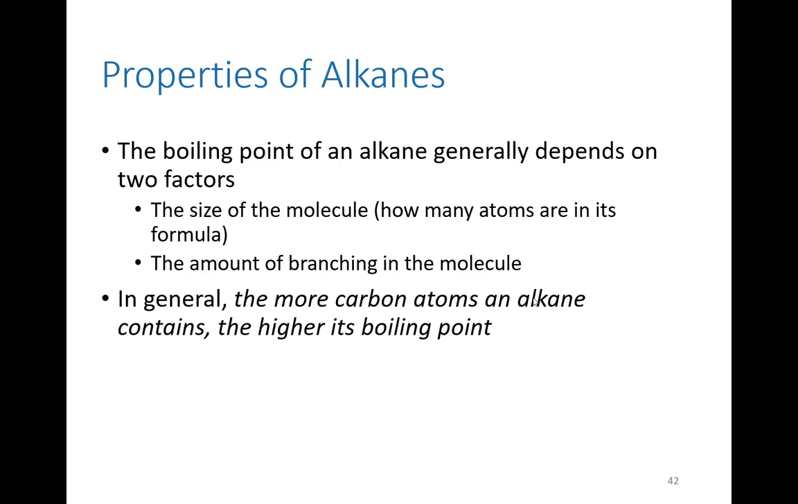So for example, pentane, which has 5 carbons in it, C5H12, boils at a higher temperature than butane, which has 4 carbons in it, which boils at a higher temperature than propane, which has 3 carbons in it. So the more carbons, the higher the boiling point.